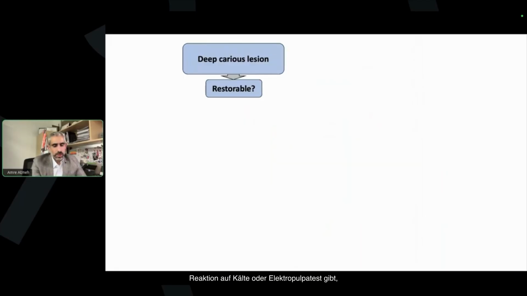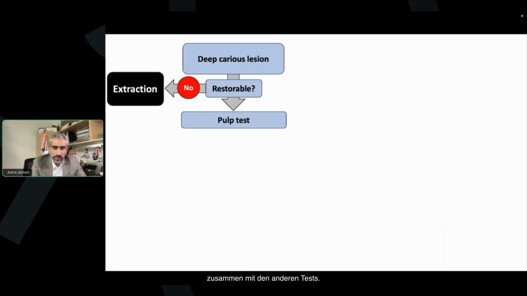So if we want to just go through the steps, if you want to select a proper case for indirect pulp treatment, definitely the first step you would start with is judging whether the tooth is restorable or not. And here I'm talking about really deep caries lesions. So restorability is the first line of judgment, because if the tooth is not restorable, then definitely it goes for extraction. If it is, then you take it to the next level.